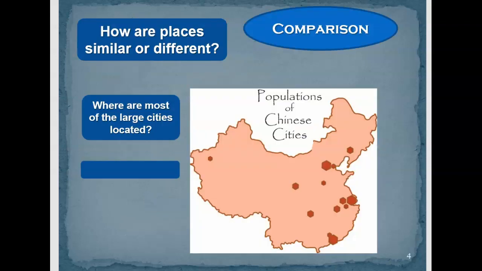Here we can see in this map, this is a map of Chinese population, where are most of the large cities located? So we can look on the map and see that the larger this shape gets, the more population they have. So we can find those large cities.